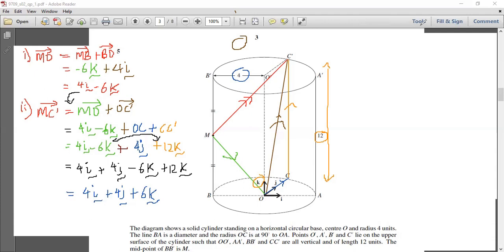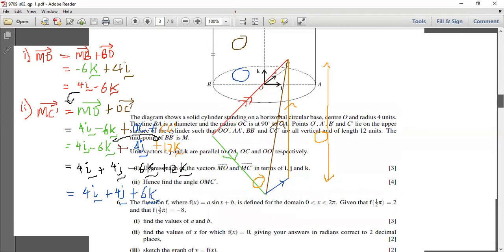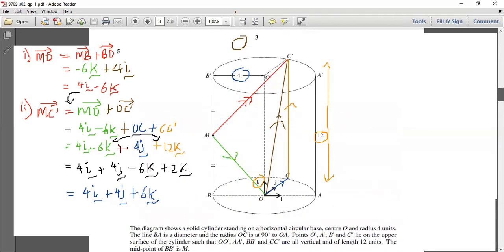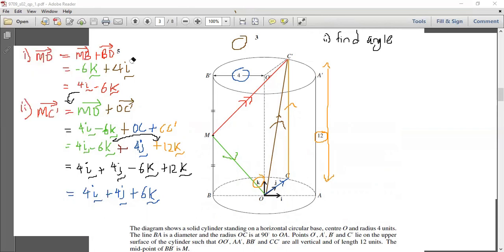And then let's scroll down a little bit to do the second part of the question. Then they say, hence find the angle OMC prime. Okay, how do we do this angle OMC prime? Okay, let's go a little bit in detail now. So for the second part, to find the angle, let's put it this, find angle OMC prime.